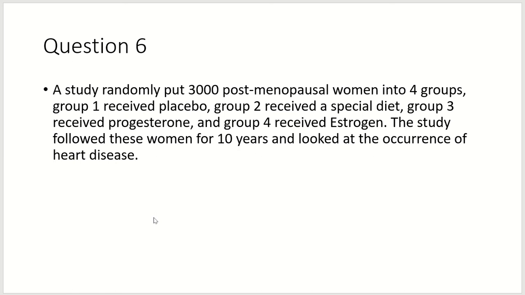The alternative hypothesis, at least one of the groups has a different proportion of heart disease, or at least one of the proportions of heart disease is different between these 4 groups. Your outcome variable, your dependent variable, is the occurrence of the disease. Your independent variable, your exposure variable, is the 4 grouping that we talked about. See, again, remember, your independent variable, your exposure variable, is your grouping variable. All right, question number 7.